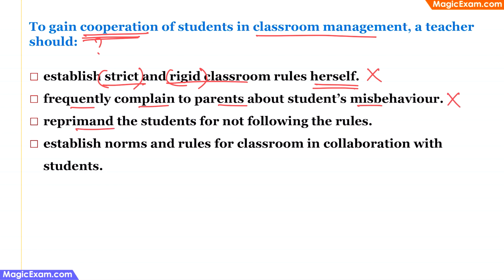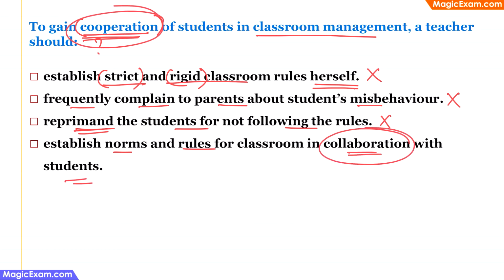Next, reprimand the students for not following rules. Now, reprimanding or scolding or punishing the students is also not cooperation with students. Therefore, this is also incorrect. The last one says establishing the norms and rules for classroom in collaboration with the students. So, cooperation is nothing but collaboration. Therefore, this has to be the correct answer.